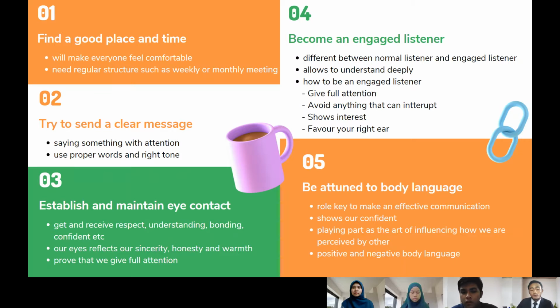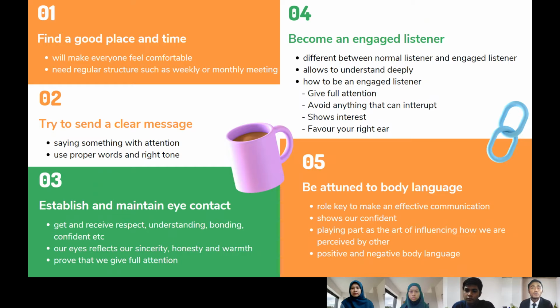Having a good place can make communication effective because it can make everyone feel very comfortable. For example, having a communication in a big room with good air and perfect fittings. Sometimes a big company needs an environment that nobody can distract because they need to think to get an idea or they need to think to find a solution for their problem. So we also need a regular structure to support communication and make time to talk, such as weekly and monthly meetings. Second is try to send a clear message.